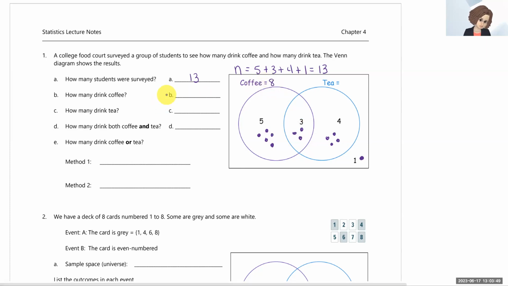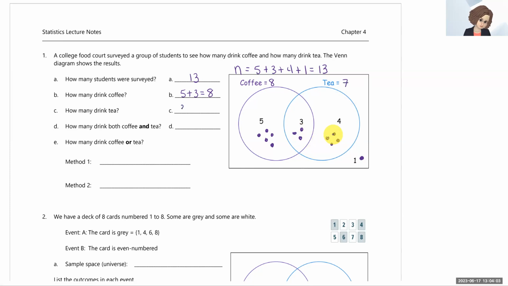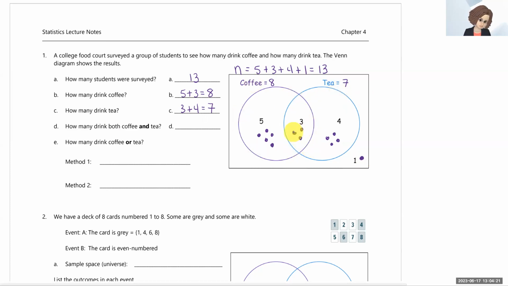That came from adding up all the people in the coffee circle. So those are my coffee drinkers. And then how many drink tea? Everybody in the tea circle would be 3 plus 4, so a total of 7. 3 plus 4, 7 tea drinkers in this study. How many students drink both coffee and tea? Those would be those 3 students that are part of both groups. So intersection is our and, so 3.